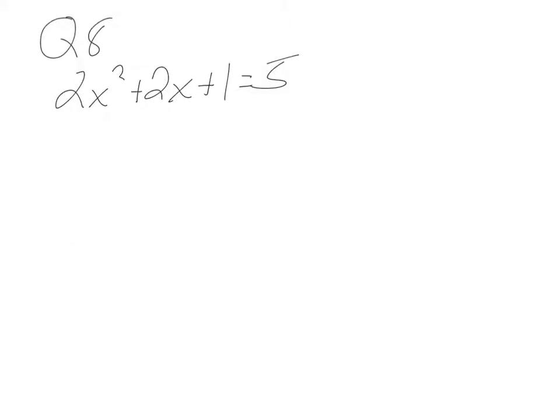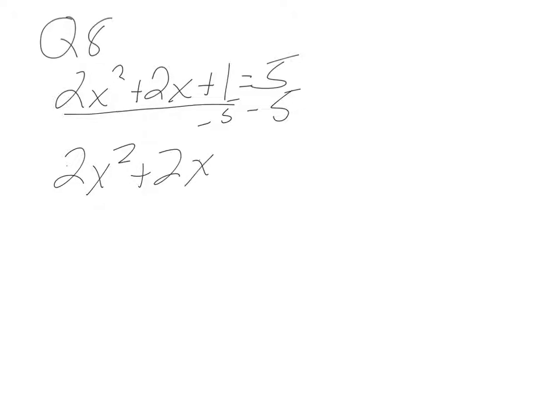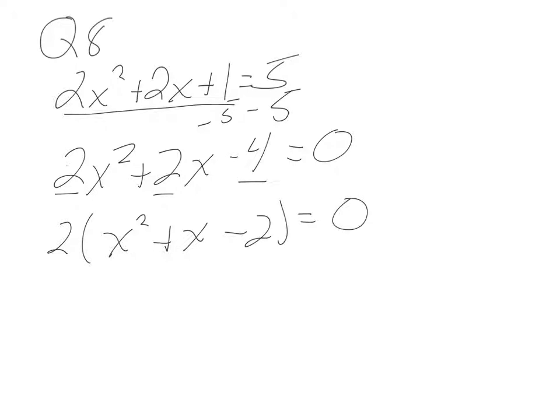Last question. 2x² + 2x + 1 = 5. Now, this is not a perfect square trinomial. So we're going to go back to our factoring abilities, and we're going to subtract 5 from both sides so that it's equal to 0. And we'll get 2x² + 2x − 4 = 0. Now I see that I have a common factor in every term. So I'll factor that out, and I'll have 2(x² + x − 2) = 0.